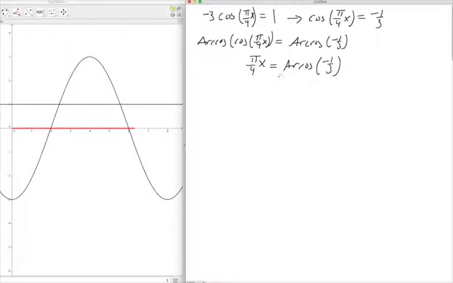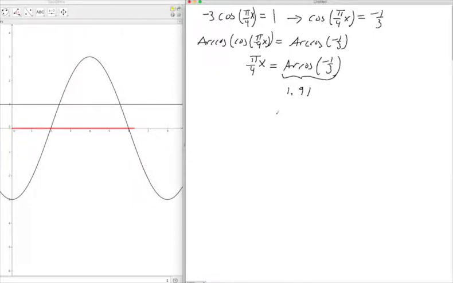Now, this value you can find off the calculator, but I want you to keep in mind there are going to be 2, even though the calculator is only going to give you 1. Let's examine that a little bit further. When I type the arc cosine of -1/3 into the calculator, the value it gives me is 1.910 something. So we'll just cut it off there.